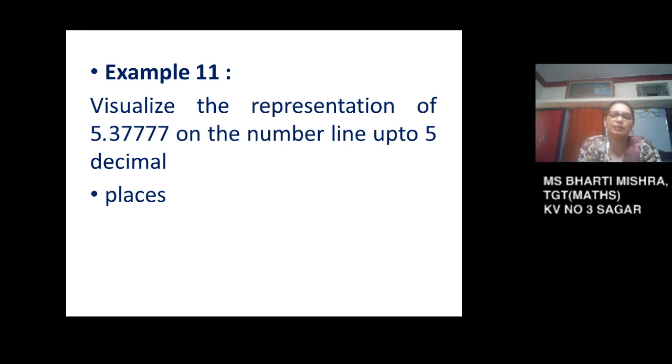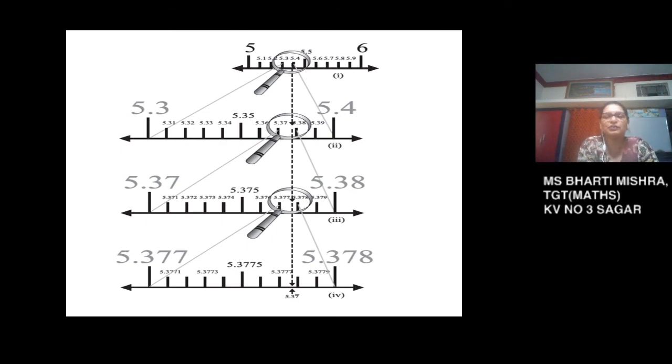Now let us consider another example in order to visualize the representation of 5.37777, that is up to 5 places of the decimal. Using the same method, when you are looking at the decimal number, that is 5.3 and so on. So the ones place here is 5, and this number is greater than 5, but it is less than 6. In the previous slides we had considered gradually how we are developing and locating the decimal number. Now I am considering all of them in the same magnifying view. So look at the location.